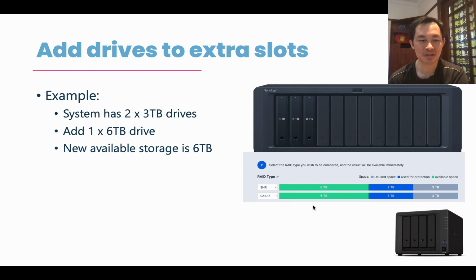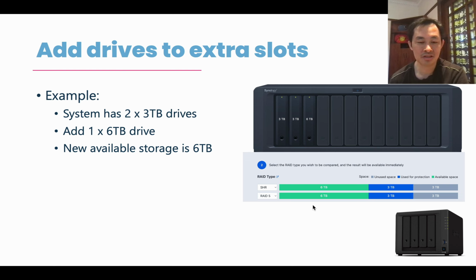Here's an example, for instance. Say you've got a system which has two 3 terabyte drives. You decide to add a 6 terabyte drive to it. Now sometimes you might think, oh, I'm going to get 12 terabytes out of that. When you look at the RAID calculator, you see you'll only get 6 terabytes. Now how does that work?